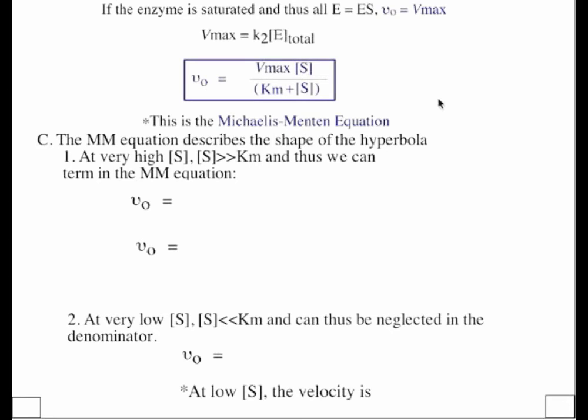And I think the best way to do that is to think about changes that occur on the graph that graphs initial velocity as a function of substrate concentration. So let's start out by looking at that. It describes the shape of the rectangular hyperbola. Let's look at a situation where we're at very high substrate concentration, so very far to the right on that graph. And now I just have to draw that graph on here because we're just going to be at a loss if we don't have it, right?